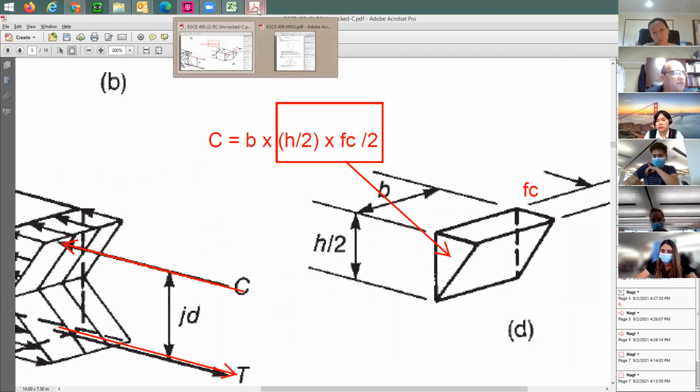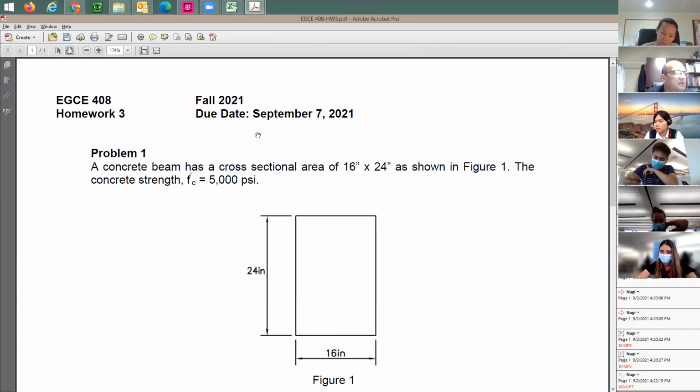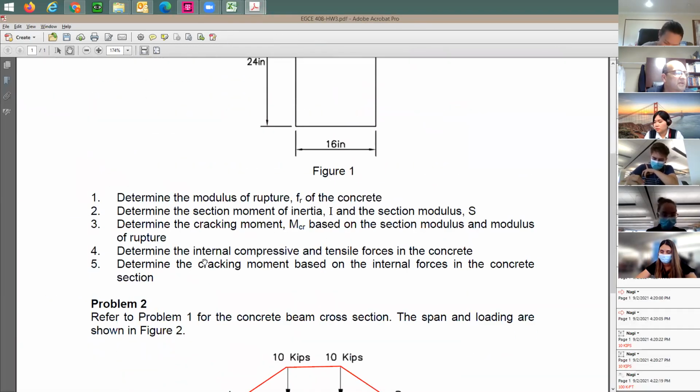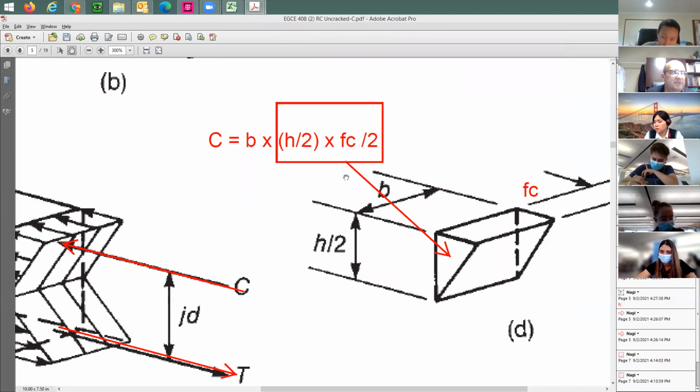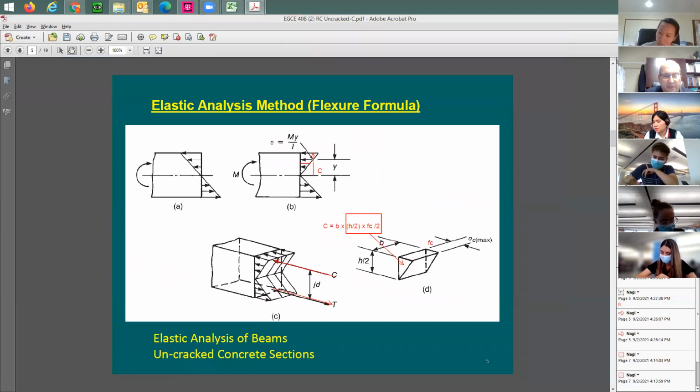So I'm going to go back here to my homework to understand what it means by this force. Item number 4 says determine the internal compressive and tensile forces in the concrete. Now I know what I'm talking about. This is going to be this C and tension. They're going to be equal to each other, and you can find it this way.